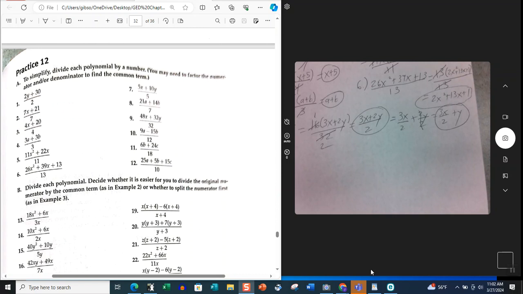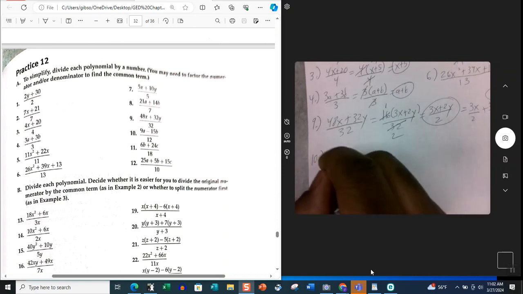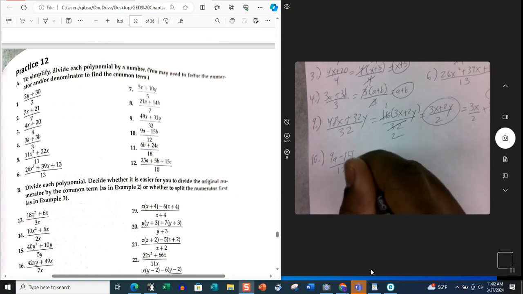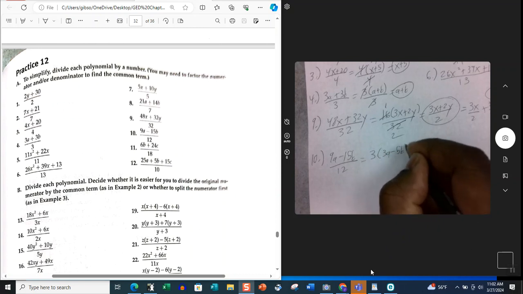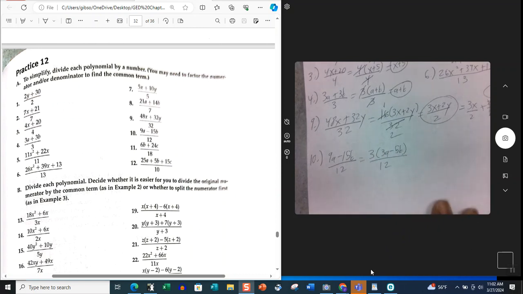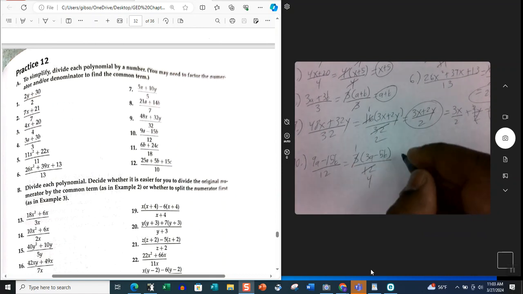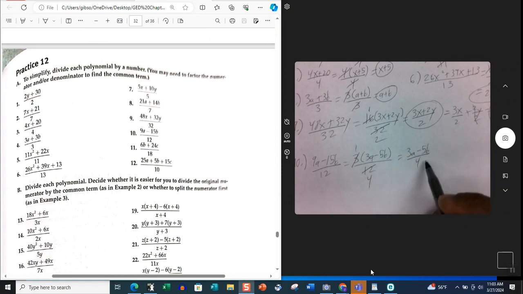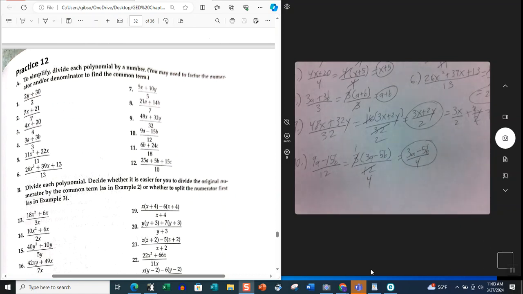Okay, now, let me look at number 10. Number 10, we had 9a minus 15b over 12. Now, 9 and 15, the greatest common factor is 3. And that'll leave us 3a minus 5b all over 12. 3 goes into 3 once, 3 goes into 12 4 times. So it'd be 3a minus 5b all over 4. And you can't simplify any of these terms anymore, so this would be your final answer.